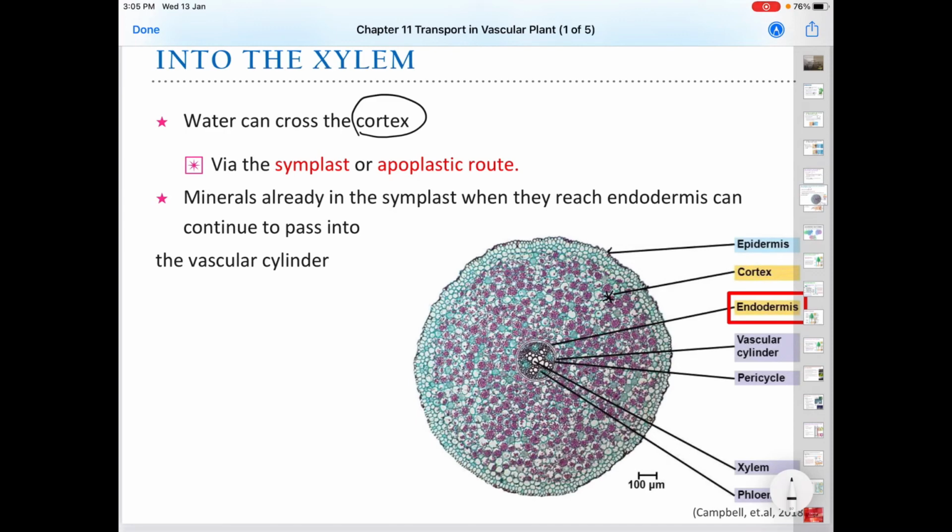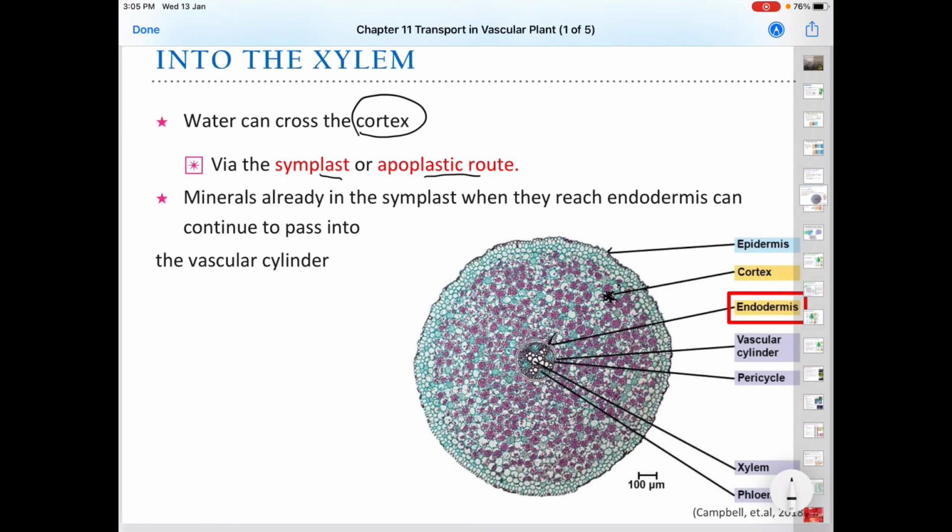This is the epidermis, and then the endodermis, the innermost layer, and the cortex. So this is the cortex. Water can cross the cortex either via the symplastic or apoplastic route. Remember what is symplast, what is apoplast.